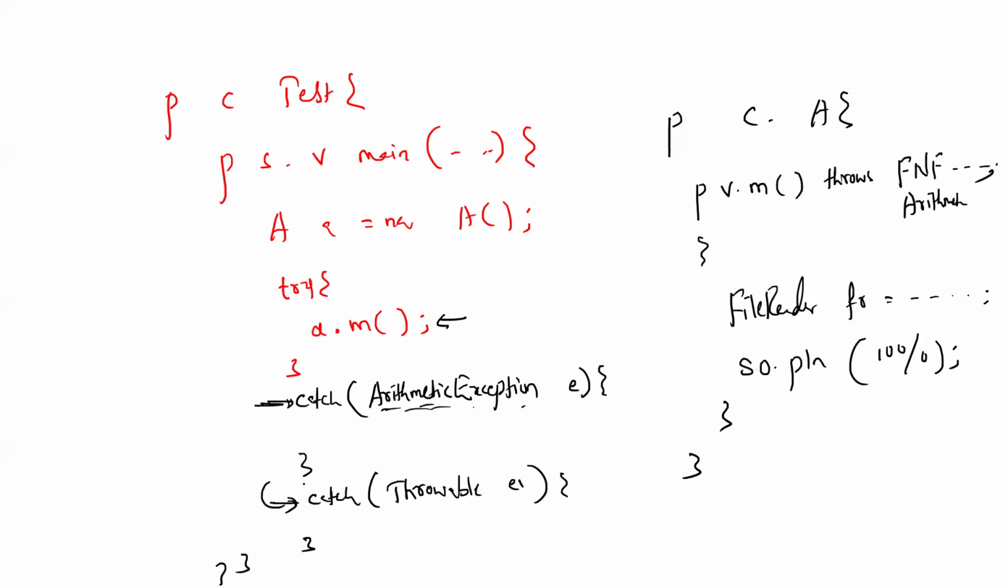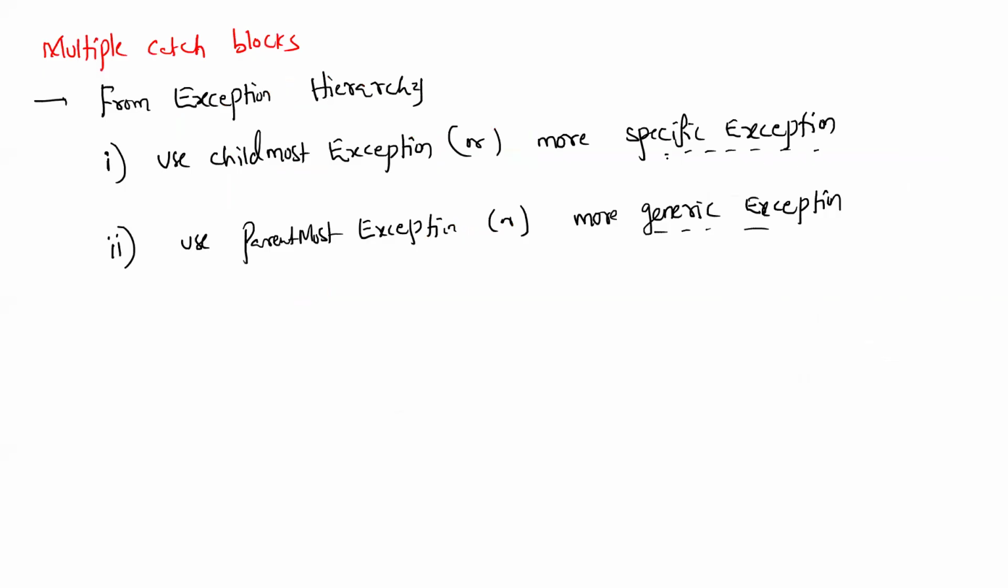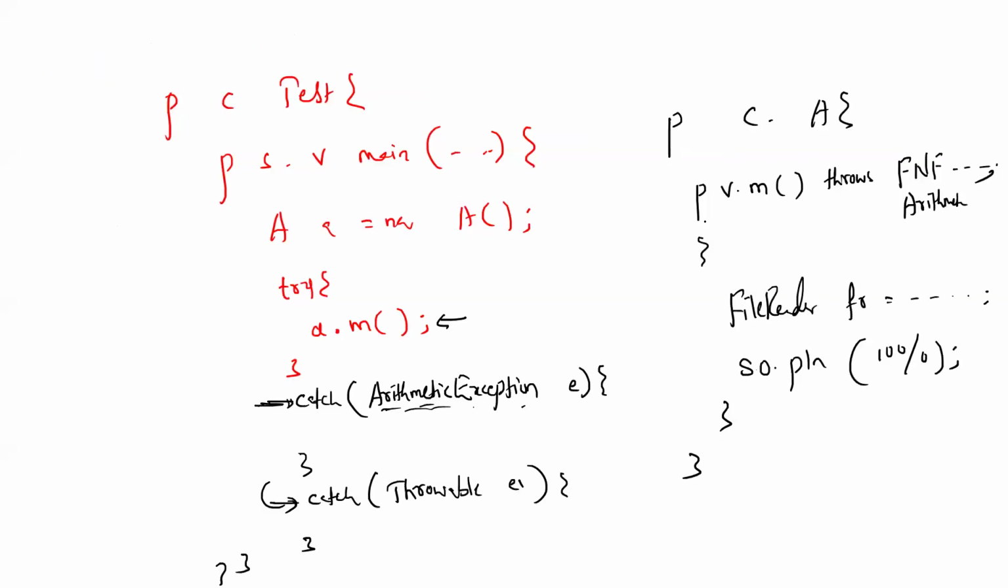Then what can we write in reverse? We are discussing one order: most specific first and most generic second. Correct? For example, if you write the first catch block as Throwable, then some name, and then one more catch block as ArithmeticException, what is the order for the JVM to execute? When any exception comes from the try block, the JVM goes to the suitable catch block in the order of the catch blocks. So the first catch block, what is this? This is the parent most.